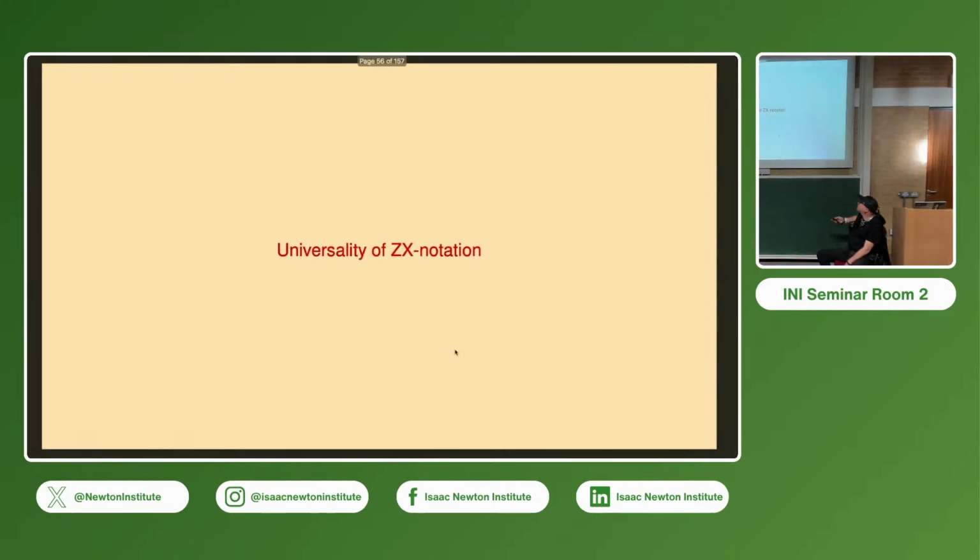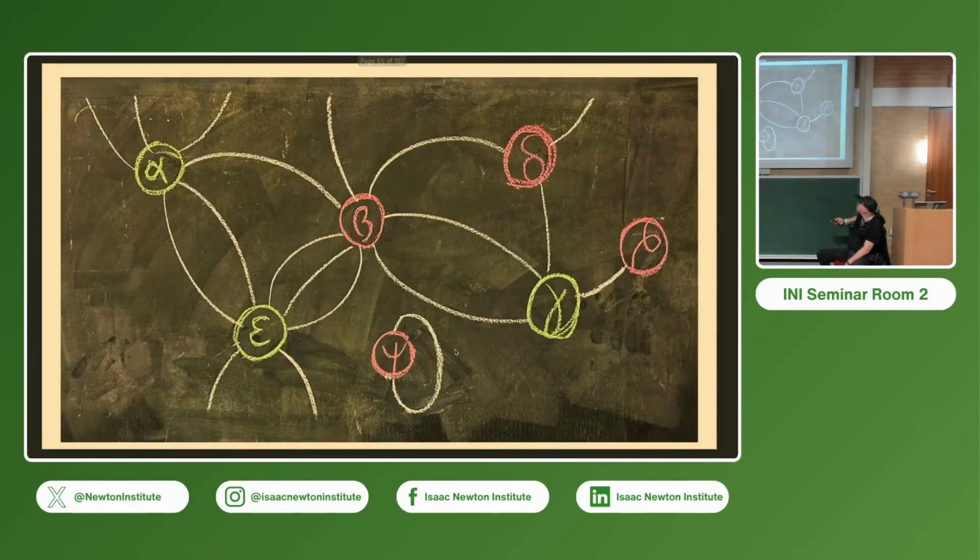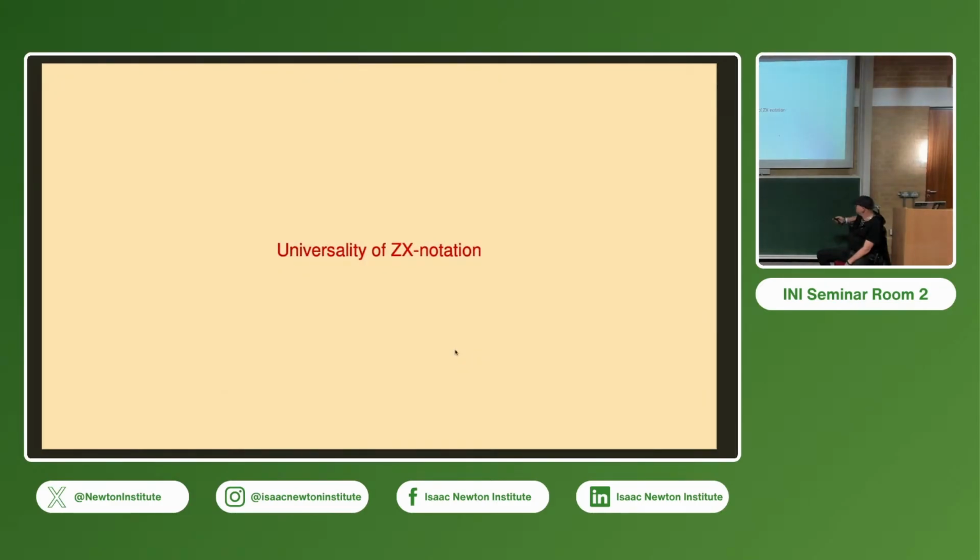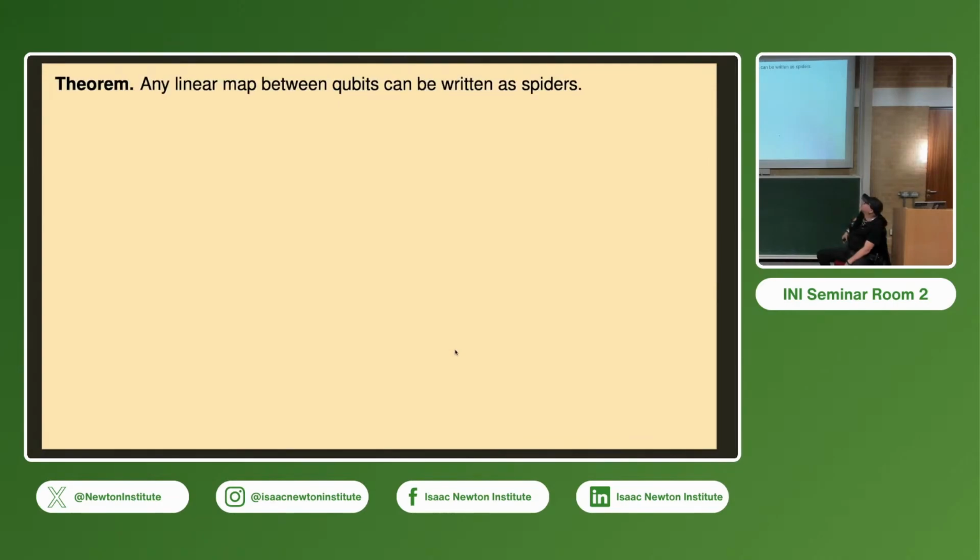Now let's do some maths. We're going to show a theorem, and we're actually going to vaguely prove it even. I'm going to talk about the universality of ZX notation. Theorem: any linear map between qubits can be written as spiders. So whatever matrix you give me, whatever linear map between qubits, can be written as spiders.